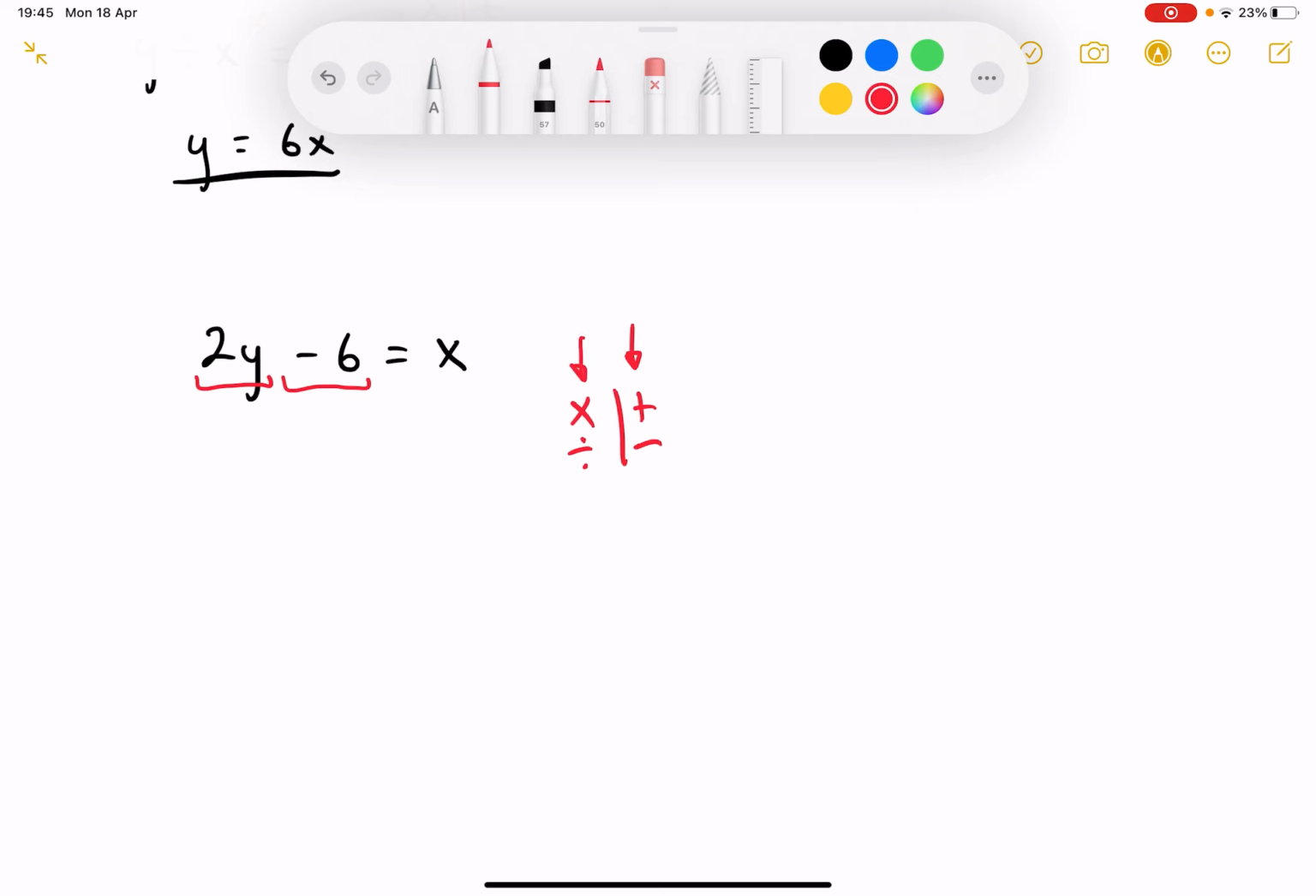What I mean by that is, let's get rid of this minus 6 first. It's minus 6, so we want to add. So let's add 6 on both sides. So we do plus 6, plus 6. Okay, so we get 2y, the 6s cancel, we get x plus 6. And then we have this extra 2 in front of the y. We don't like that. It's been multiplied, so it's 2 multiplied by y. So we divide by 2 on both sides. What does that leave us with? It leaves us with y is equal to x plus 6 over 2.